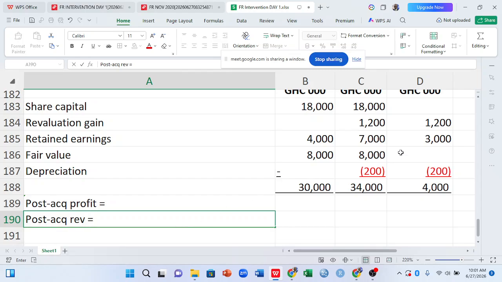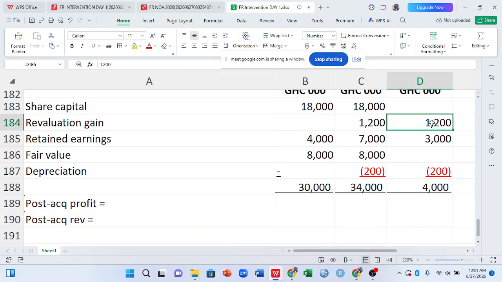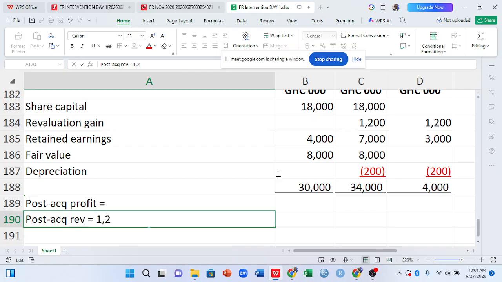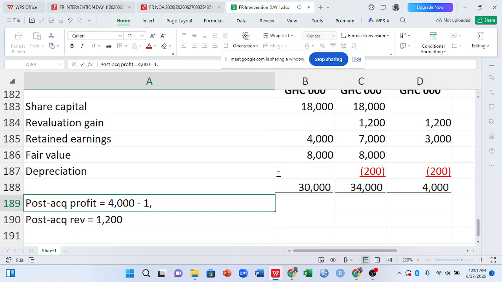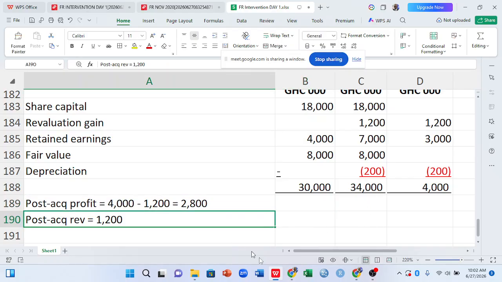So the post-acquisition revaluation surplus will be that of the revaluation gain here, the one we had as 1,200. I'll bring that in that case. And the post-acquisition profit here will be the 4,000 minus the 1,200. What are you going to get? 2,800. So that will be the post-acquisition profit.